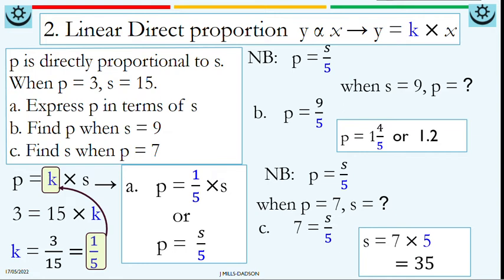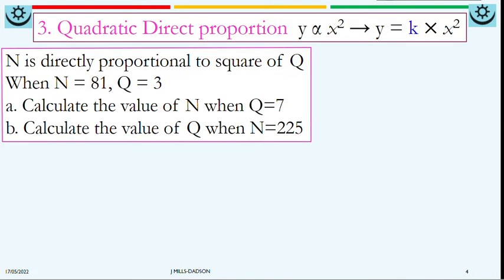Let's look at the quadratic direct proportion. N is directly proportional to the square of q. When n equals 81, q is 3. A. Calculate the value of n when q is 7. And B. Calculate the value of q when n is 225.